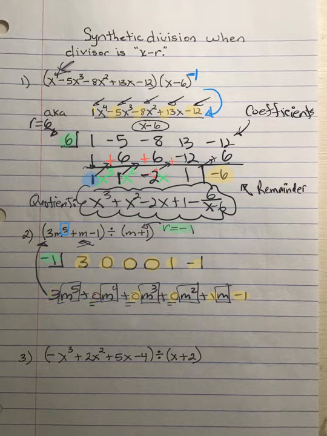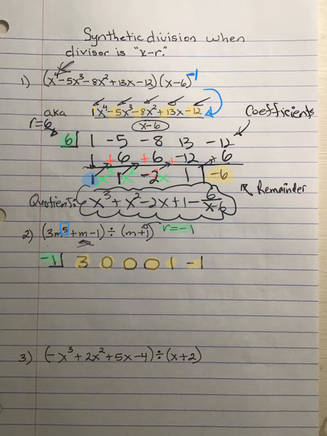So now we're going to start the process. Now that you know how to set it up and you know about your fillers, remember we're going to leave a little bit of space. And then we're going to draw a little line in between the last two. And remember, this is always going to end up being your remainder. We love when the remainder comes out to be 0. We'll talk about that later.